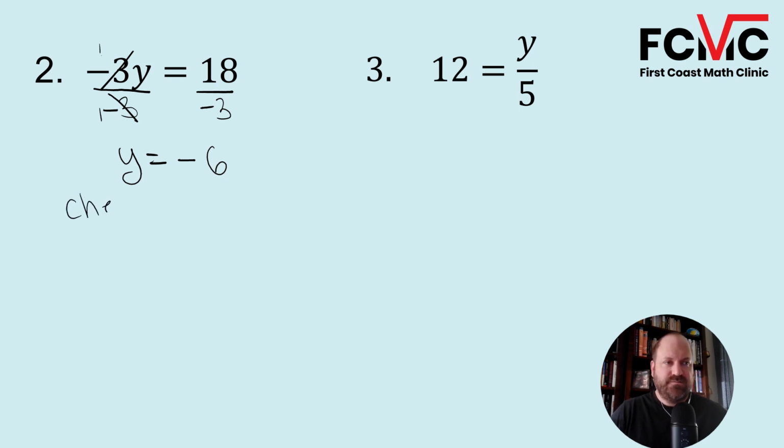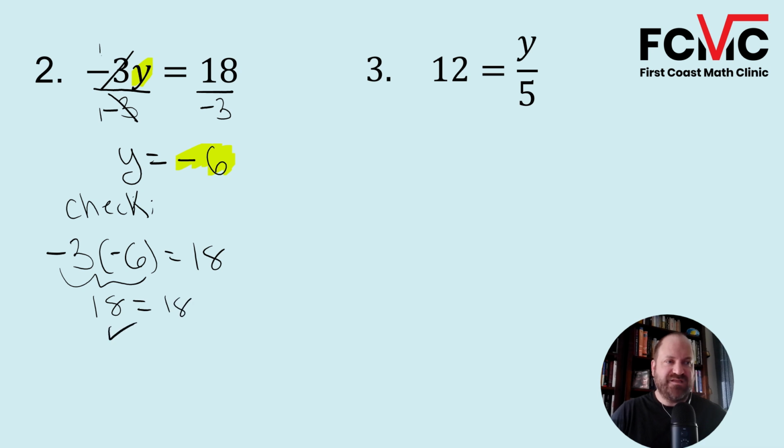And our check. Let's take that -6, put it in for y, and we'll have -3 times -6 equals 18. And again, now we're multiplying two numbers of the same sign. When we multiply two numbers of the same sign, the sign of the answer is going to be positive. So we get 18 equals 18. Since the left side and the right side are the same, our answer checks. And we get y equals -6.